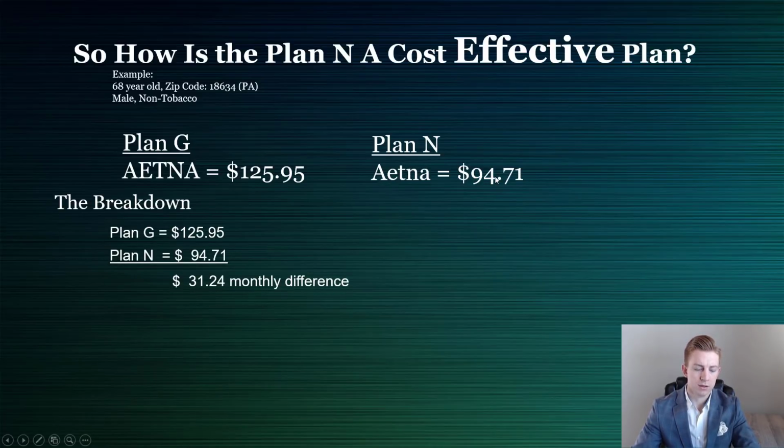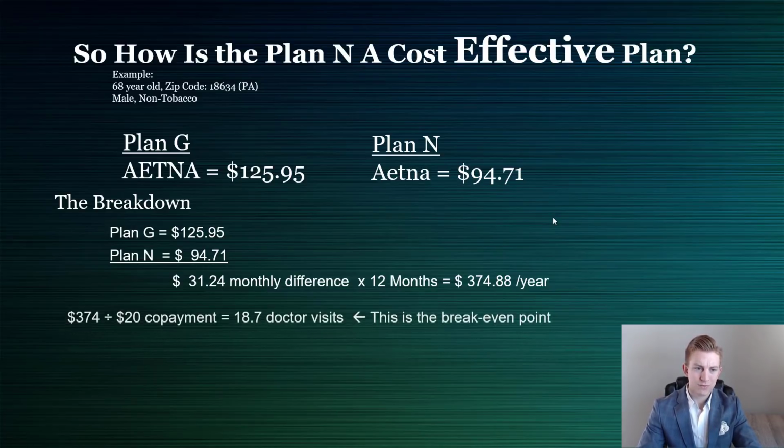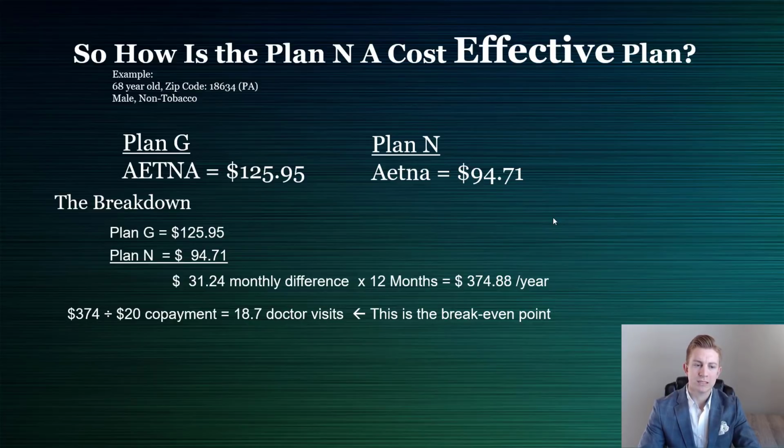So the difference in the premium here is $31.24 per month. If we take that and we annualize it times 12 months, that gives us a total yearly difference of $374 for the year. That's how much more Plan G is costing than Plan N. If we keep in mind that the major difference between Plan G and Plan N is the $20 doctor copay. Again, that's the worst case scenario. They charge you a $20 copay when you go to the doctor.